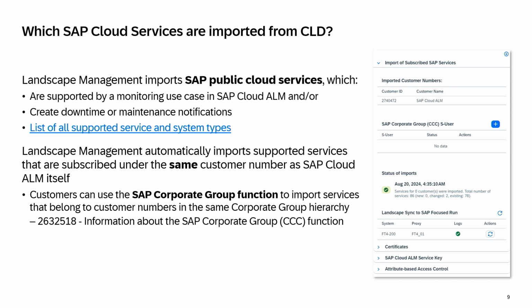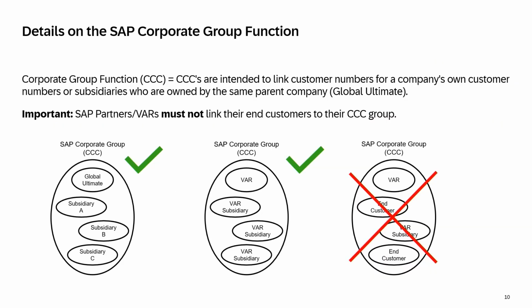If you are a customer who says, well, I have subsidiaries, and I provision Cloud ALM under customer number A, but my cloud services are partly also living under my subsidiary's customer number B. How do I get this into Cloud ALM? This is also possible. You can use what we call the corporate group function to import these systems and services as well. What is the corporate group function?